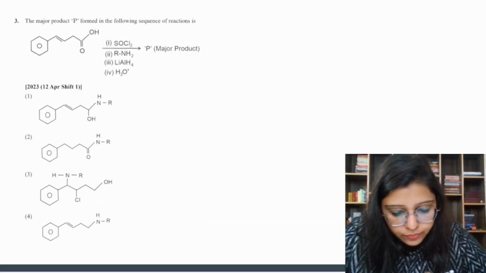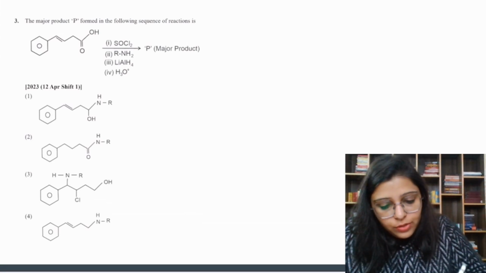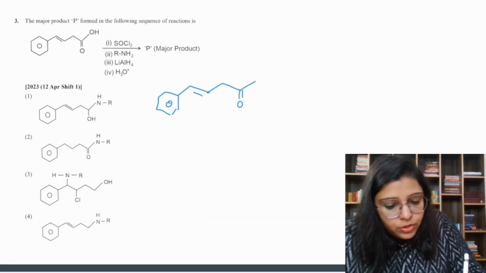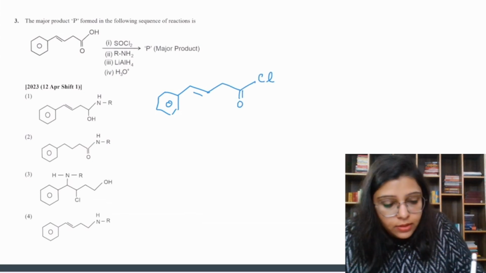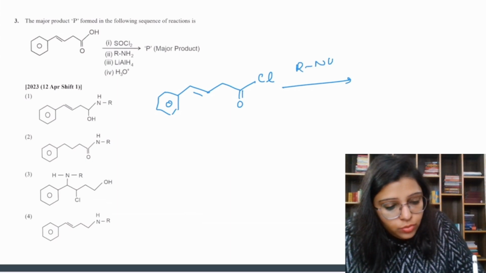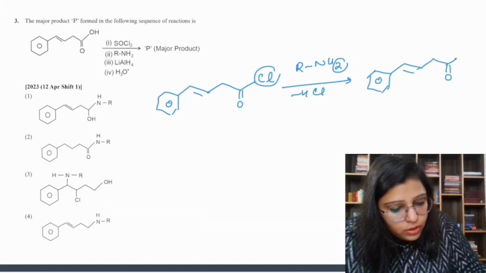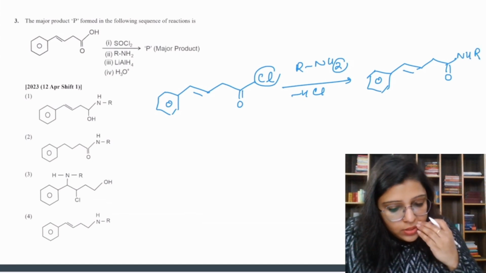Now next, SOCl2. So the function of SOCl2 is, in place of OH we are going to put Cl, then RNH2. So just remove HCl, one hydrogen and one Cl, and we get C double bond O NHR.